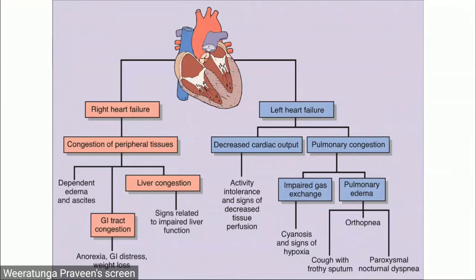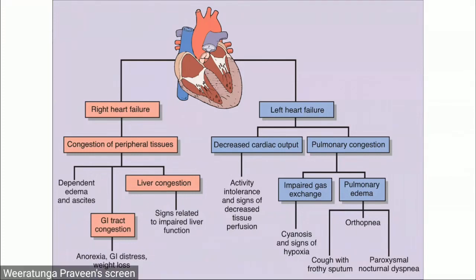Because of left heart failure, the main consequence is pulmonary congestion, right? When the left heart fails, blood accumulates in the left heart. That increases the pressure in the left atrium and pulmonary veins, causing pulmonary edema. So there is a back pressure because of the left ventricular failure that causes pulmonary edema, because of pulmonary congestion.